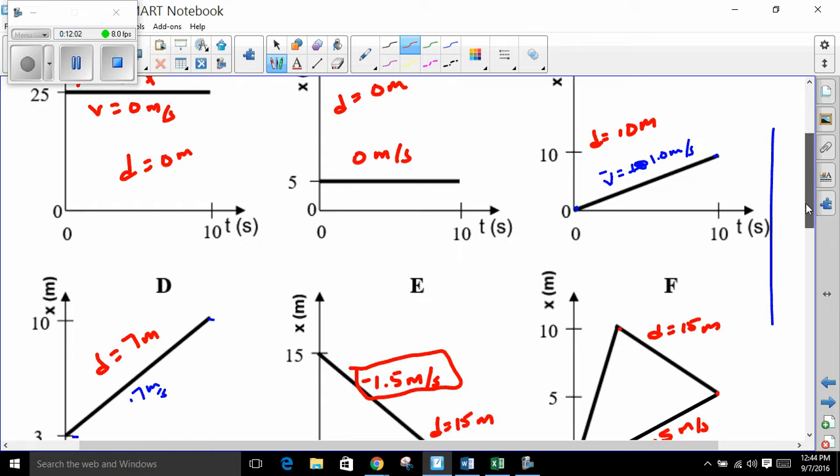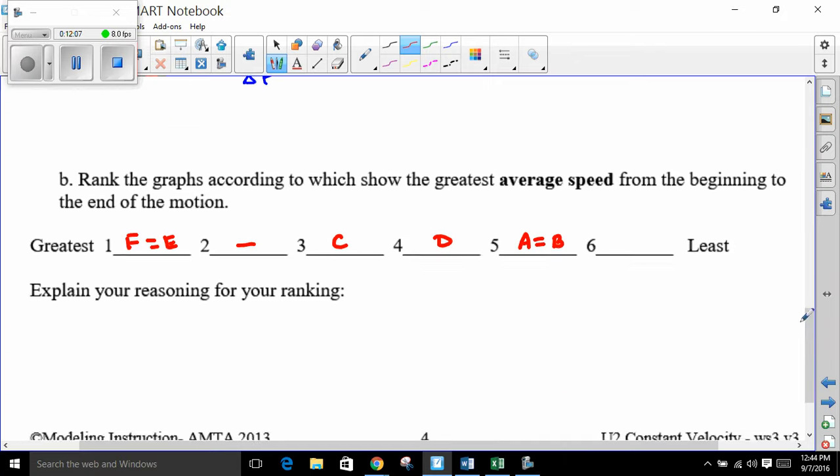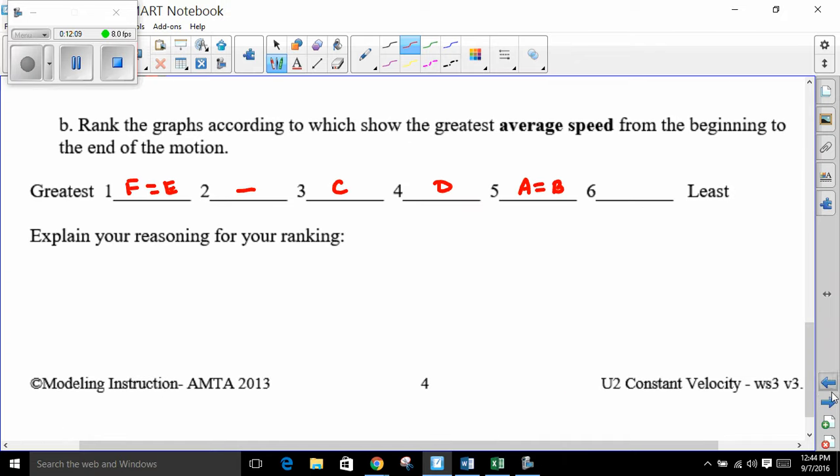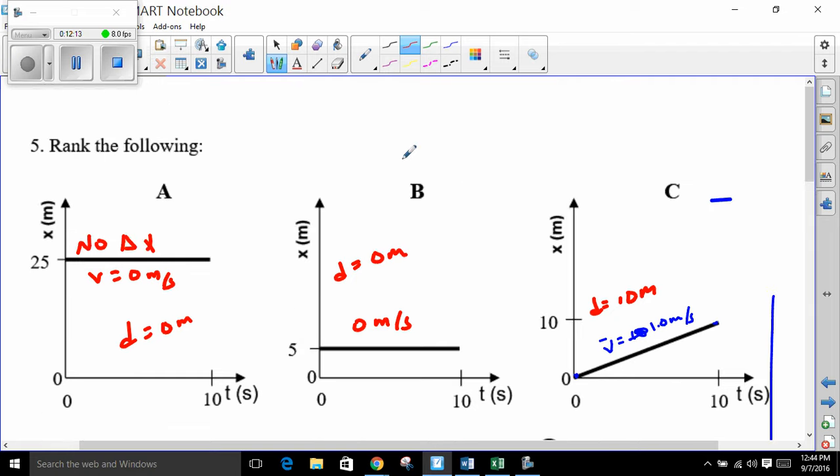I hope that explains any questions that you might have come up with as you were doing this assignment. Hopefully you did the assignment, and that concludes the presentation.